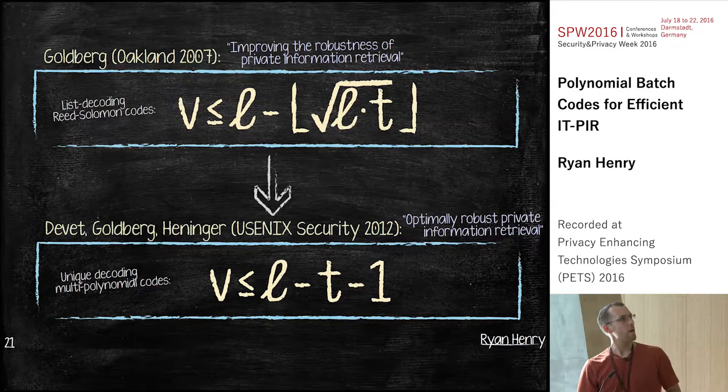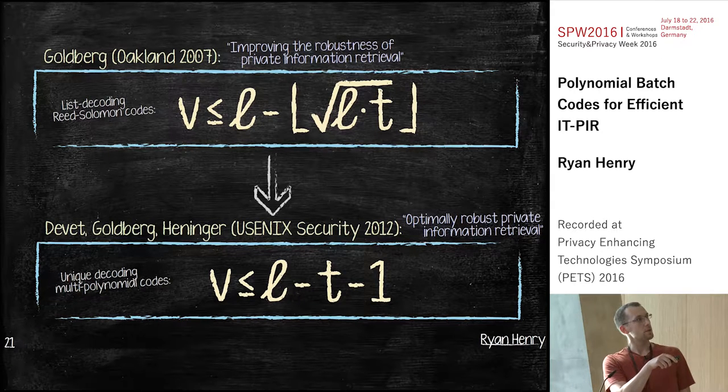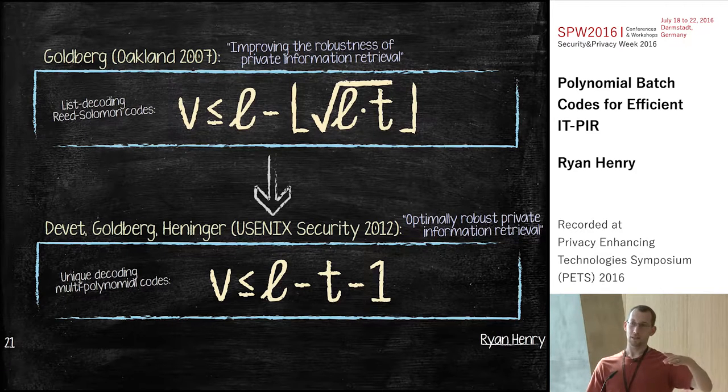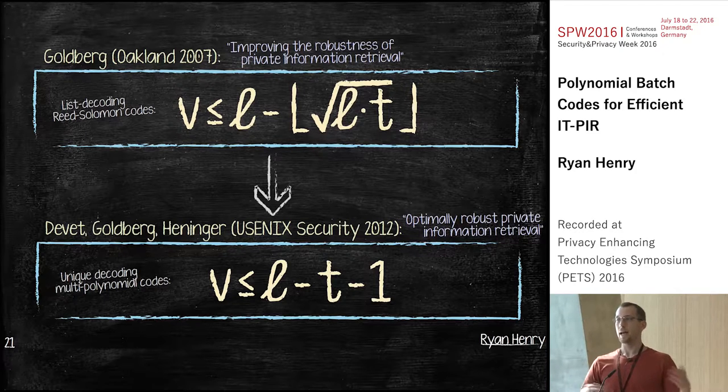So when that original protocol by Goldberg was proposed back in 2007, the actual title of the paper was Improving the Robustness of Private Information Retrieval. And the main contribution was that the protocol could handle quite a few incorrect responses from the servers. So if you set that privacy threshold to be a little bit smaller than the total number of servers, then you can handle some servers not responding and some of the responding servers responding incorrectly, and use ideas from error correcting codes to make sure that you still retrieve the information you want.